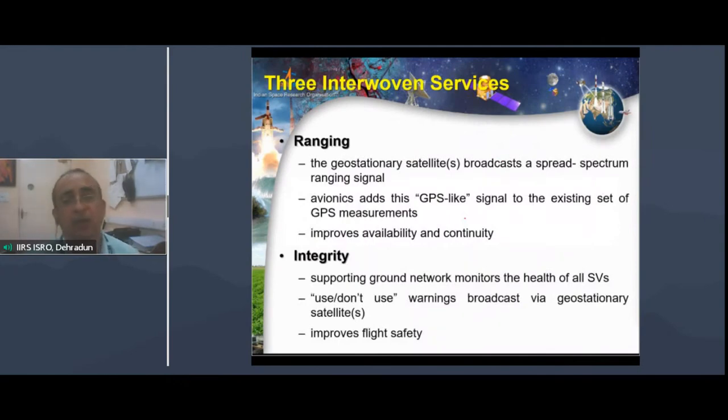So three services we can see. For ranging, as I mentioned, geostationary satellites broadcast a spread spectrum ranging signal. Avionics adds a GPS-like signal to the existing set of GPS measurements, which improves the availability and continuity. Integrity means the supporting ground network monitors the health of all the satellites, and it also prompts use and do not use warnings broadcast via geostationary satellites. It improves the flight safety purpose.